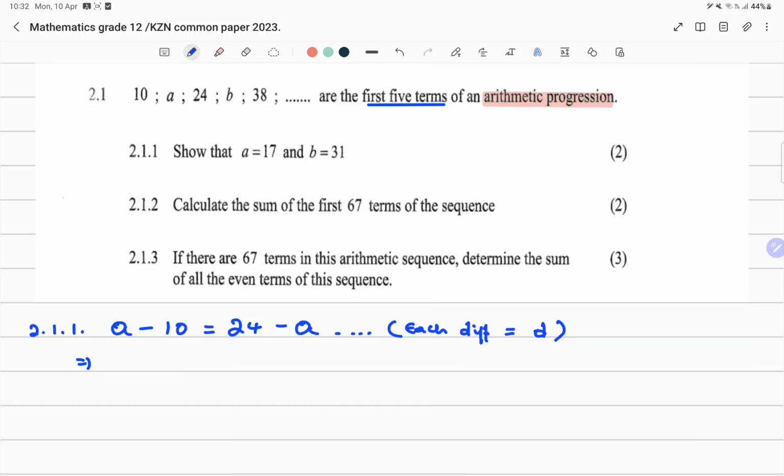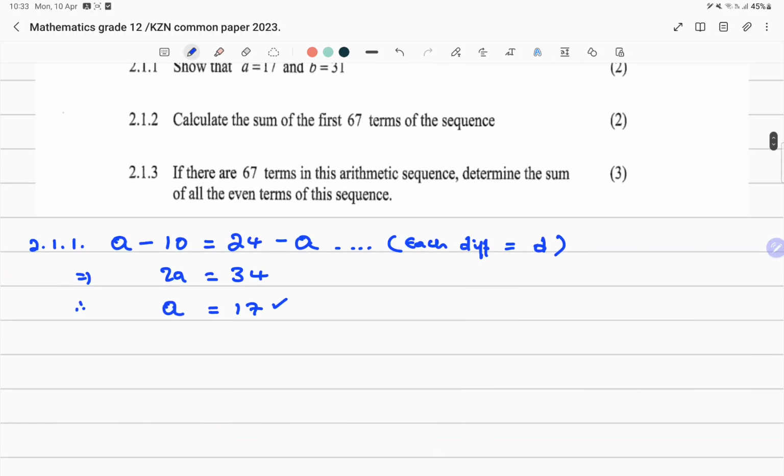This implies we transpose a to the other side, we get 2a equals, we transpose 10, we get 34. Therefore a is going to be equal to 34 divided by 2, which is 17. And that's exactly the answer we were looking for.